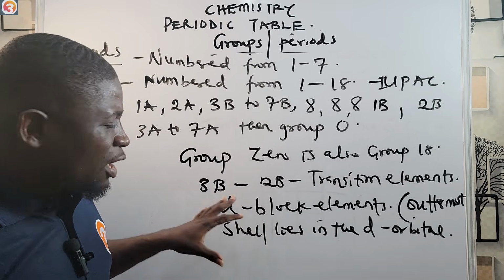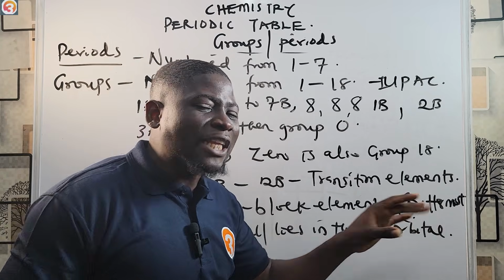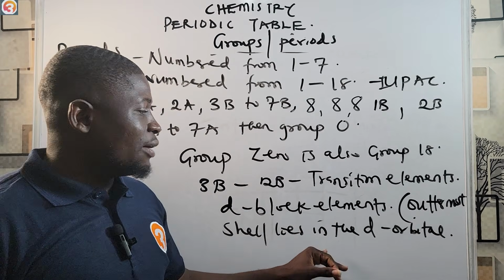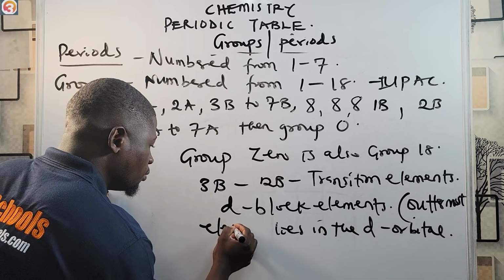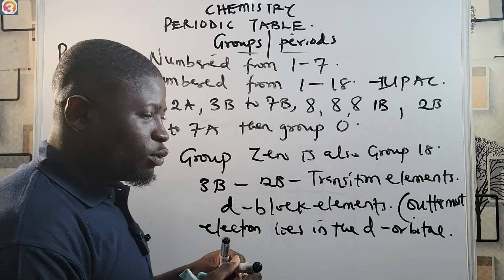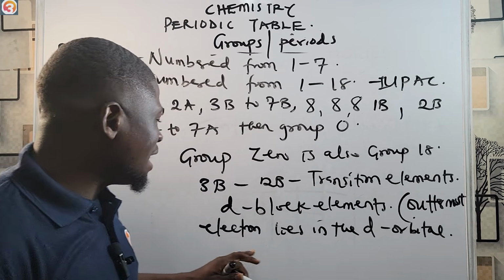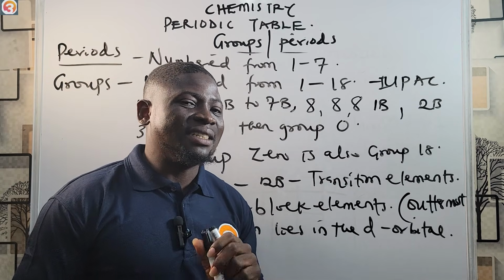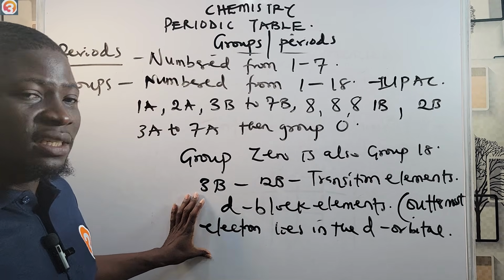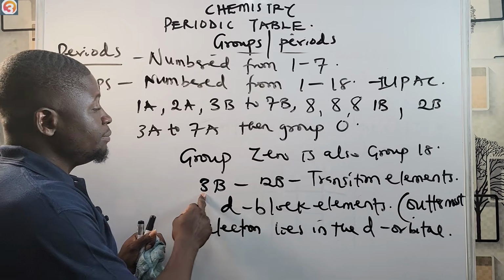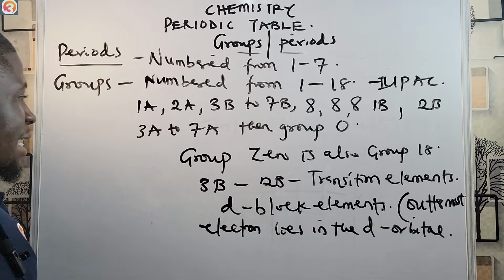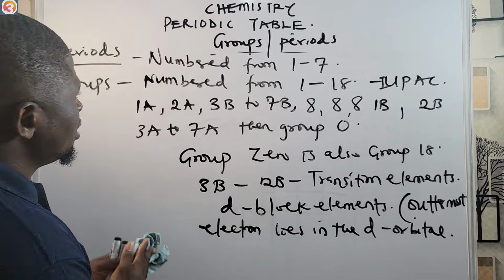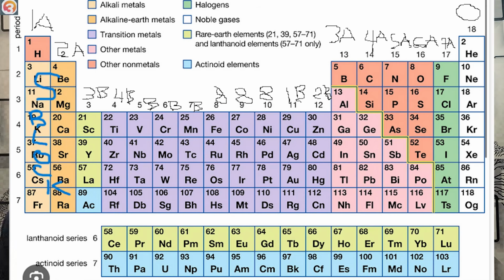They are called the D block elements because their outermost electron resides in the d orbital, and that's why they are called the d block elements. They are from 3B to 2B. Those are the transition elements. Then we now have something else.